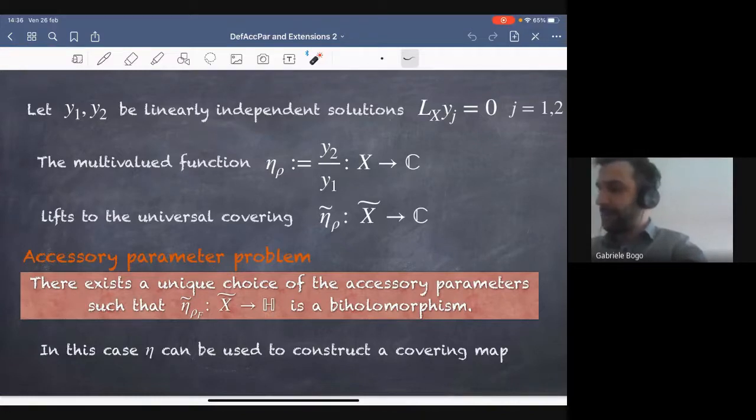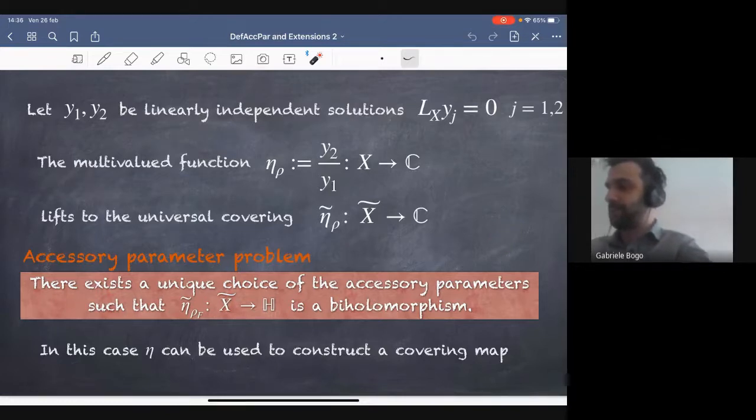But what Poincaré conceived at the beginning of his study of this differential equation is that there should be a choice of the accessory parameter rho such that this map in fact gives a biholomorphism between the universal covering of the Riemann surface we started with and the upper plane. And when you have such a biholomorphism, then you can invert this map and construct a covering from the upper plane to the surface. This was the classical idea by Poincaré. He then later abandoned this circle of ideas while proving the so-called uniformization theorem. But still, there is this problem, the so-called accessory parameter problem.